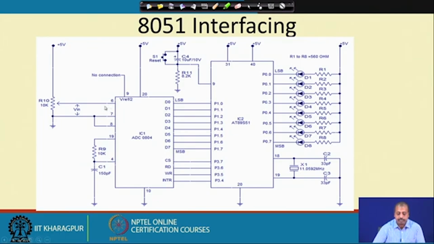Other values like this V in is the input to the microcontroller, connected to this ADC by means of this 10 kilo pot, so that we can change this pot position to give different analog input values to the ADC, and this ADC will convert the value accordingly.